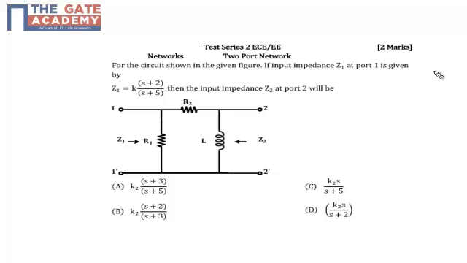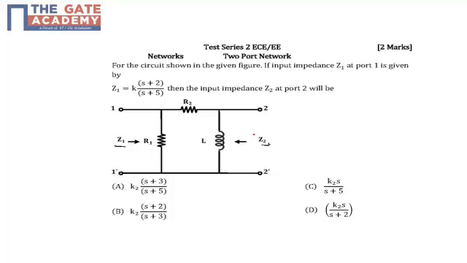Hello friends, this question is from the subject of network and topic name is two-port network. The problem is we have a circuit given and we need to find out the value of Z1 and Z2.